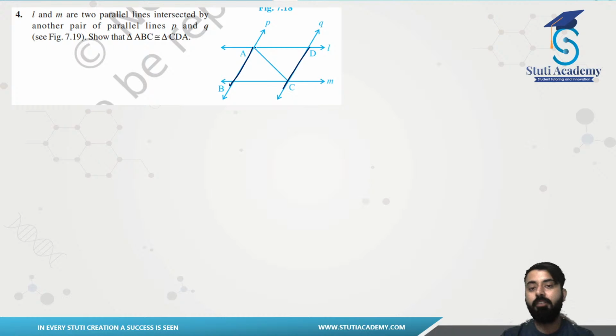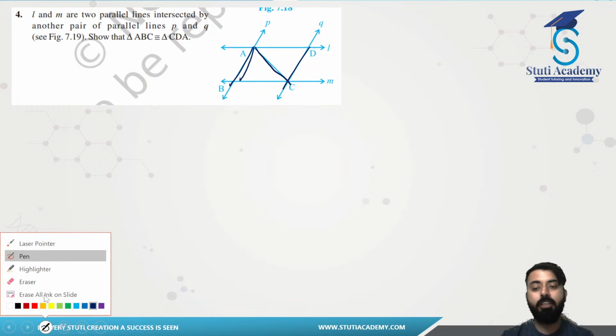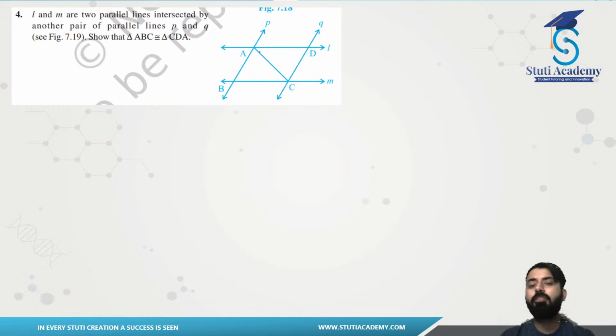So if this is the case and AC is the transversal, or you can say ABCD is a parallelogram in this case, or you can simply say AC is a transversal, then this angle right here will be same as this one, alternate interior. This angle right here will be same as this one, alternate interior, and this side is common. So angle, side, angle, triangles are congruent, and you have just proven your answer. So what have we been given? Given is P is parallel to Q and L is parallel to M.